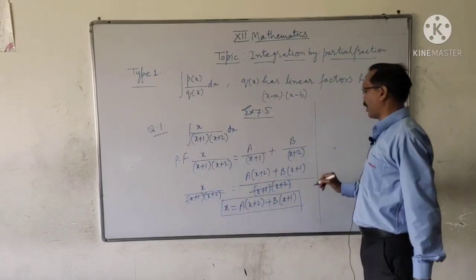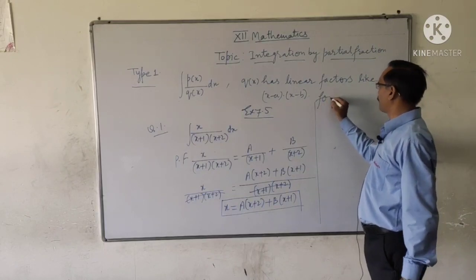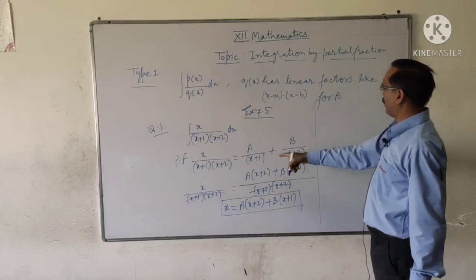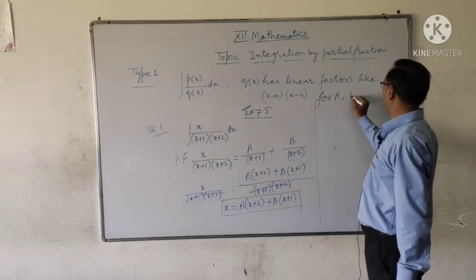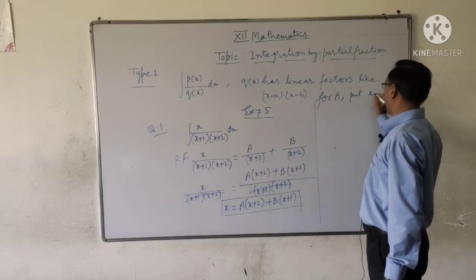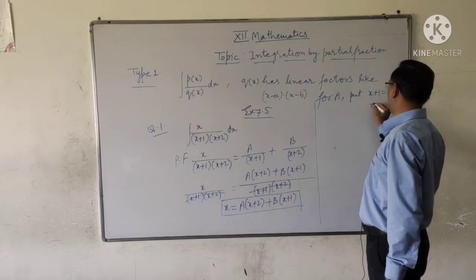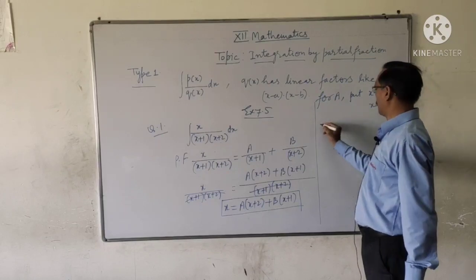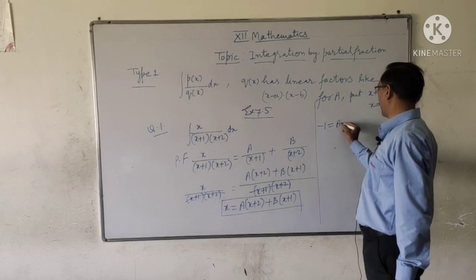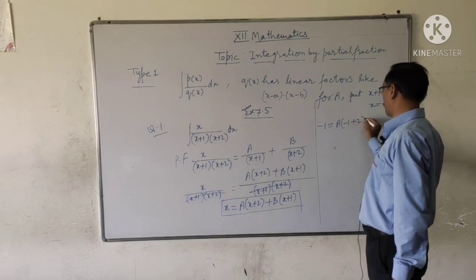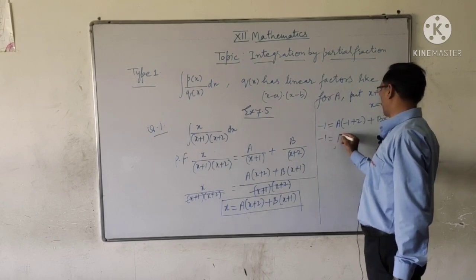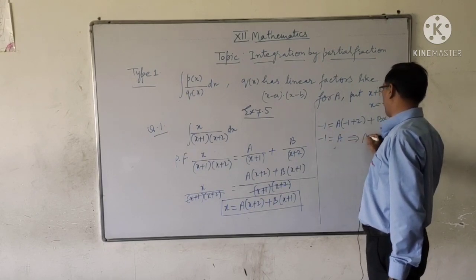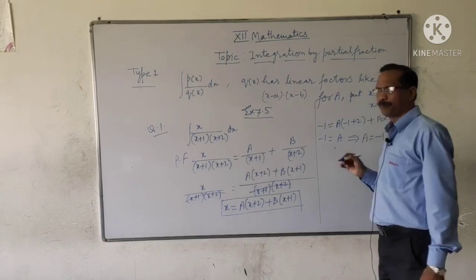To find the value of a and b, for the value of a, we will put x plus 1 equal to 0, or x equal to minus 1. So it is minus 1 equal to a into minus 1 plus 2 plus b into 0. Then minus 1 equal to a, or we can say the value of a equal to minus 1.